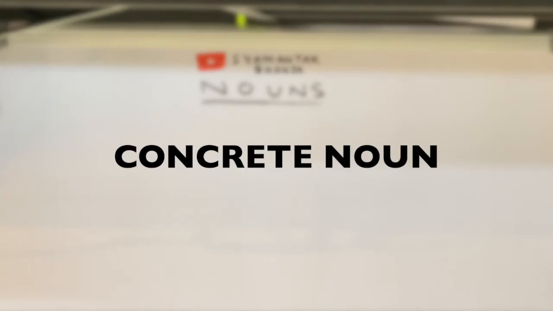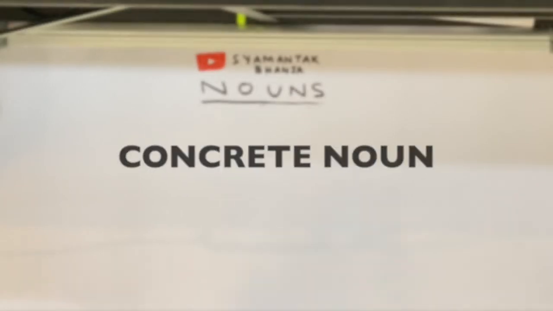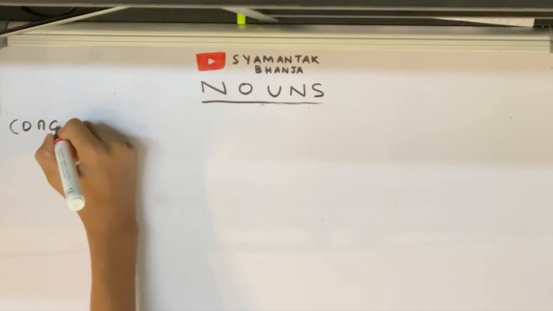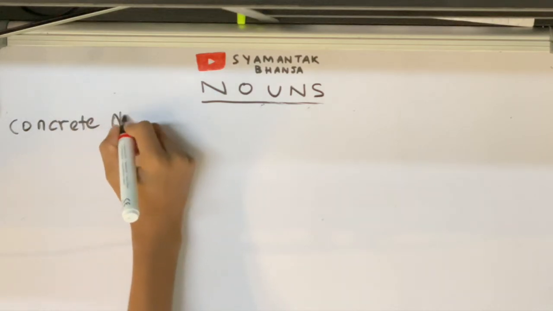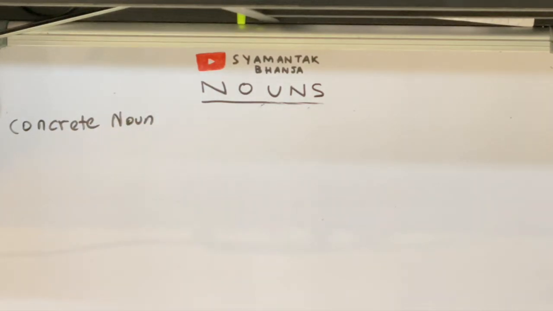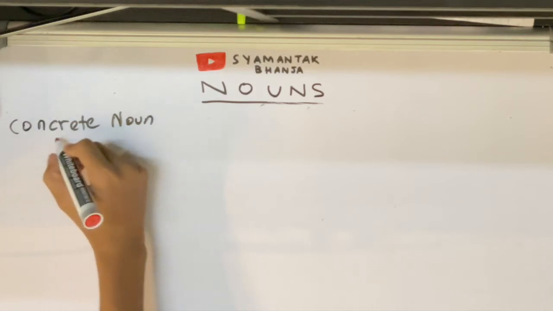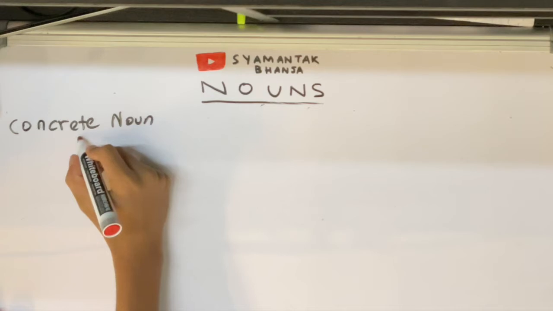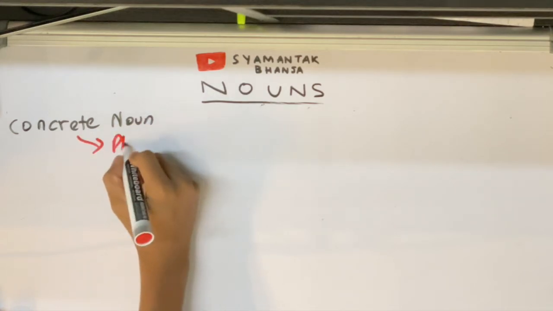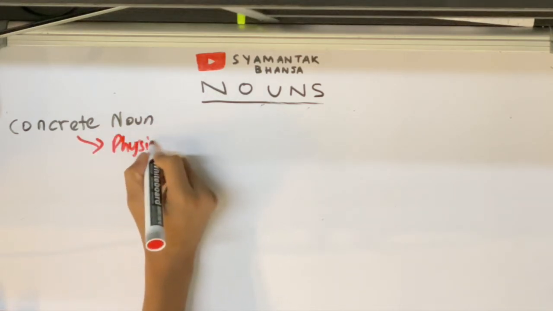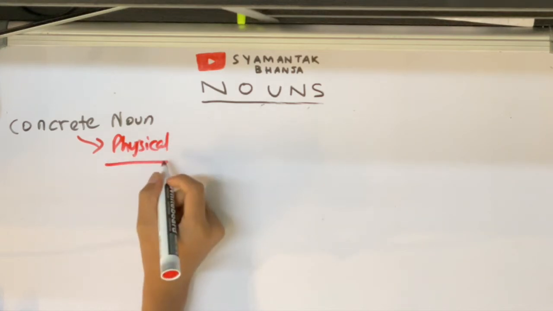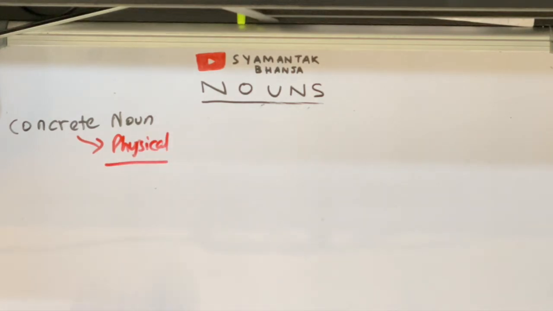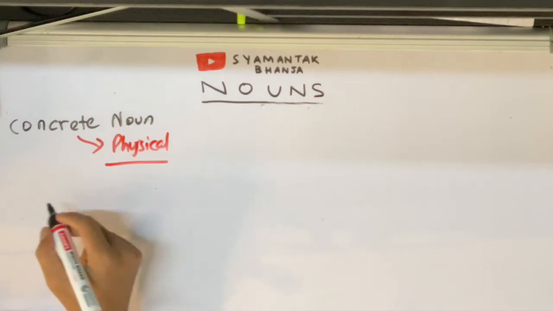The next type of noun is concrete noun. What is it? Concrete noun is anything that is physical. So physically present, like material types. Concrete noun is physically present. So here it is physical. That is what the keyword here is. Concrete noun is anything that is physically present.